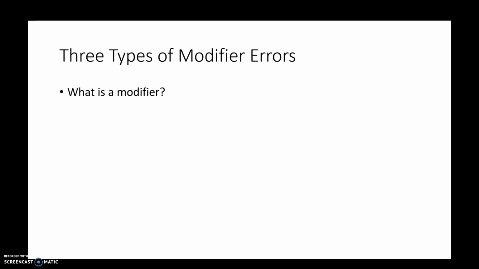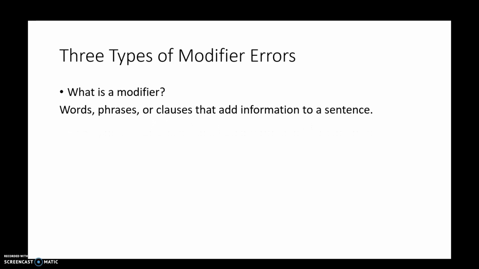So let's start with a basic definition. What is a modifier? Now, a modifier can be a lot of things. It could be adverbs or adjectives or subordinate clauses and all kinds of things. But the basic definition is a word, a phrase, or a clause that will add information to a sentence. Basically, if you take out this modifier, you can still have the complete sentence, but it will add details that often are pertinent to the topic.